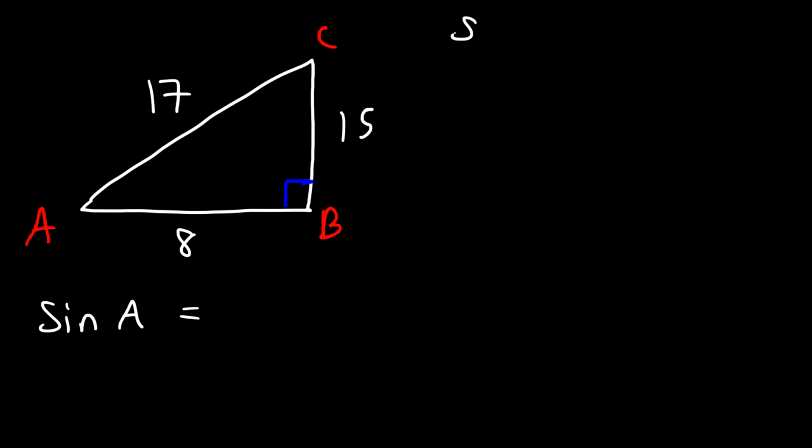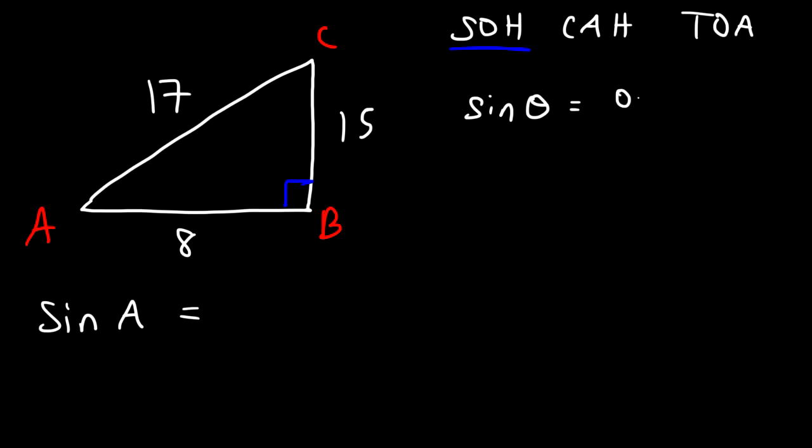Now you need to be familiar with something called SOHCAHTOA. So this part, SO, tells us that sine of some angle, let's say theta, is equal to O, the opposite side, divided by H, the hypotenuse. So opposite to A is 15, and the hypotenuse is always across the box, which is 17. So therefore, sine of A is going to be opposite over hypotenuse, which is 15 divided by 17.